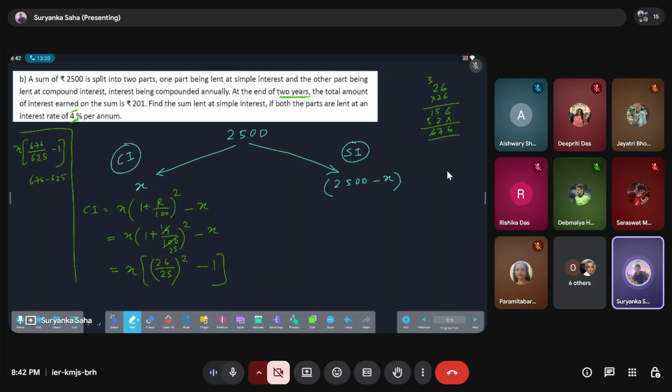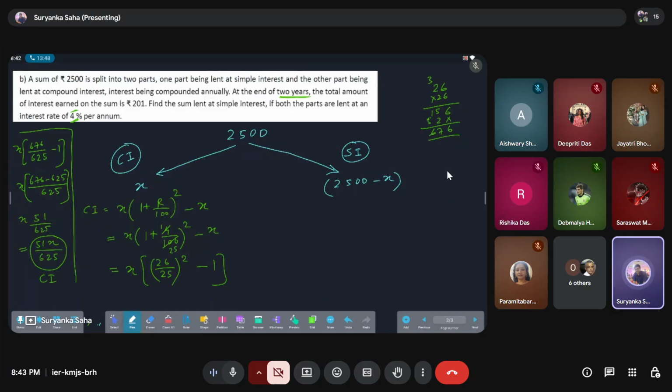625 by 625. Here it will be x. So what is the difference? 676 minus 625 is 51, so it is 51 by 625. So you can say it is 51x by 625. So that is the CI. Okay, that is the CI.